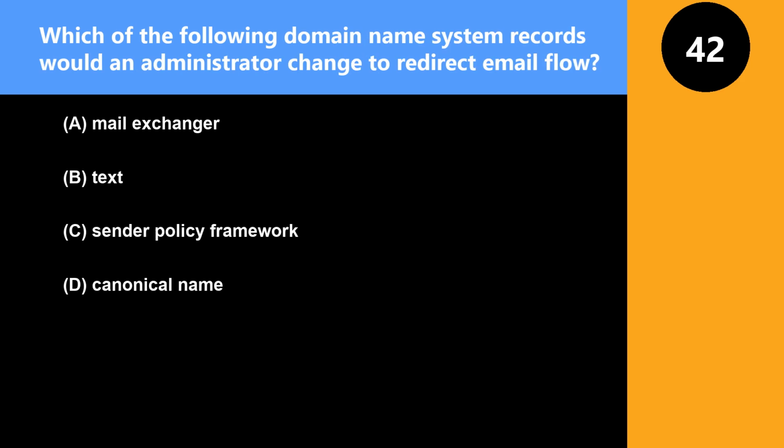Question 42. Which of the following domain name system records would an administrator change to redirect email flow? Option A, mail exchanger. Option B, text. Option C, sender policy framework. Option D, canonical name. The correct answer is option A, mail exchanger.